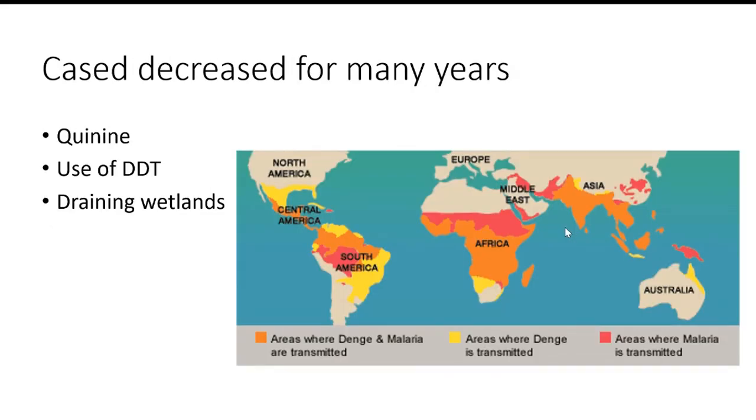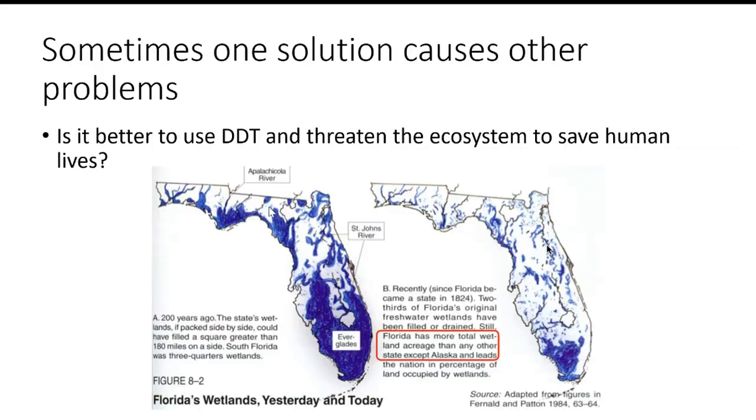But cases of malaria have decreased for many years. One reason why is we found treatments like quinine. Another reason is even though DDT has problems in some areas, DDT is one of our best last defenses against mosquitoes that spread disease. Also, draining wetlands. These have environmental problems. But these are all examples of using prevention to treat the disease. One challenge is sometimes one solution causes other problems.